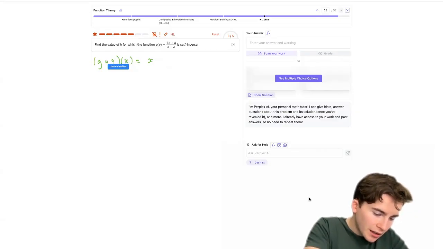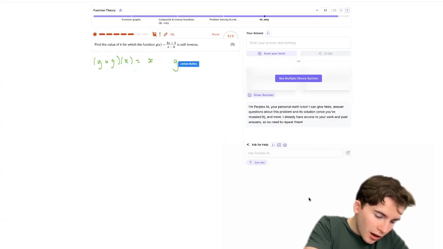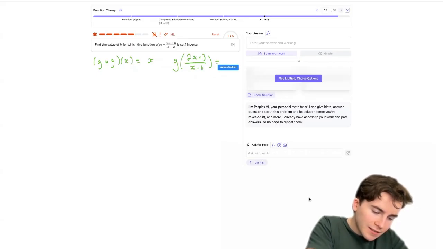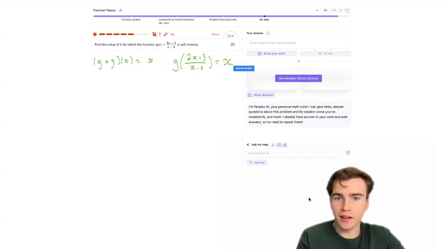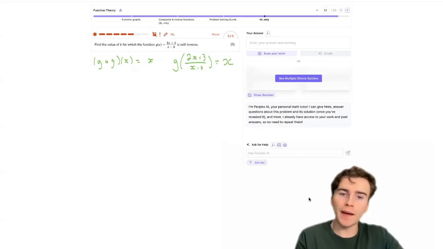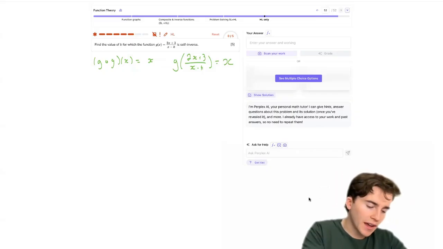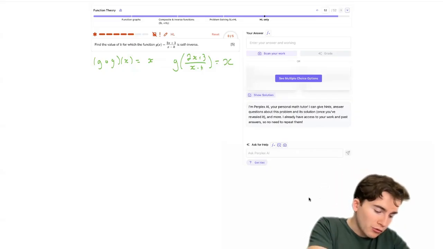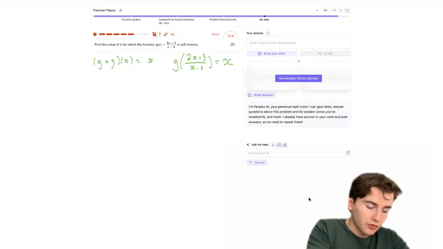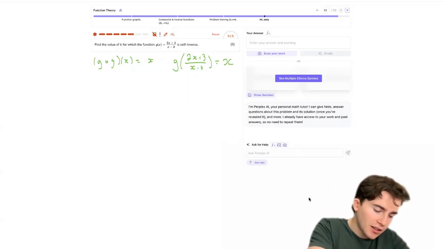And algebraically, that looks like g of, and I plug in for g the entire expression, 2x plus 3 over x minus k, and that is supposed to be equal to x, right? Because the inside there is the output of g of x, and if I put that back into g, I should get back the input x. So what I'm going to do is write out what g of 2x plus 3 over x minus k actually equals.